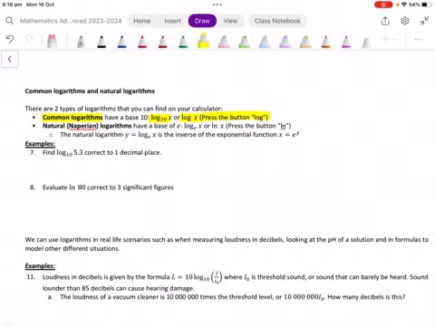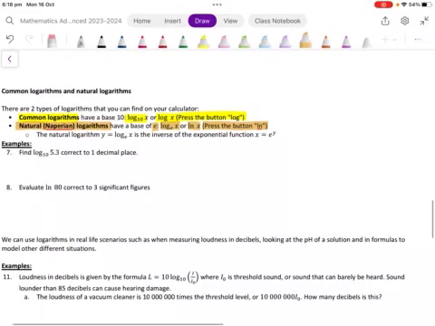We then have the natural logarithm, and with our natural logarithm, it has a base of e. So that means we see log base e of x, or we use ln of x as short, and we just press our ln button for that. So the natural logarithm of y equals log base e of x is the inverse of the exponential function x equals e to the power of y.